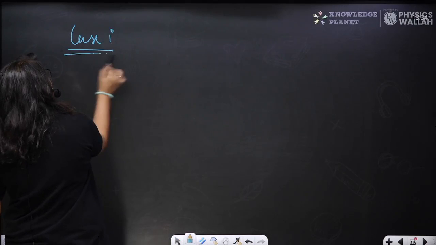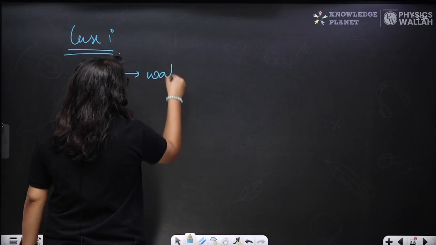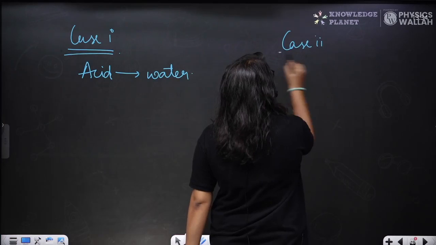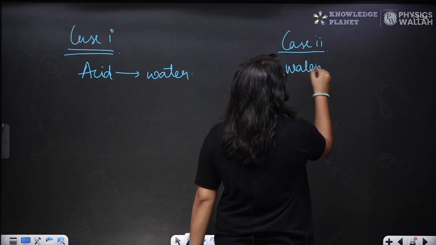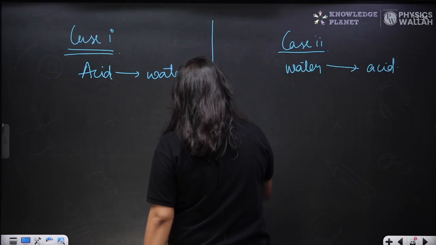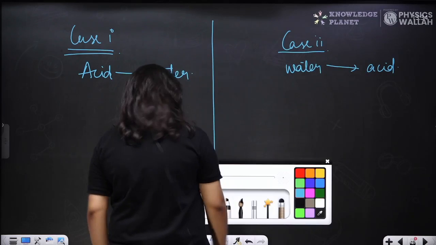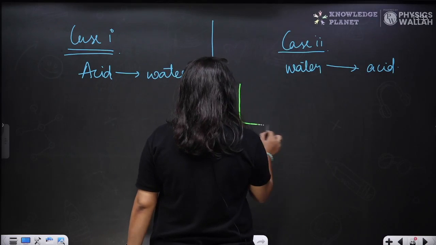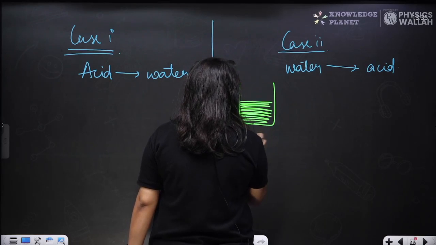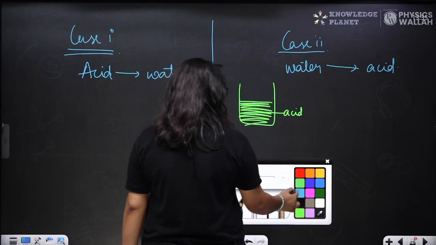Case one, acid is added to water. And then there is case two, where water is added to acid. All right, let's talk about case two. What happens when water is added to acid? Okay, let's take a beaker, and in this there is acid. This is the acid. To this, what are we doing? We are adding water.